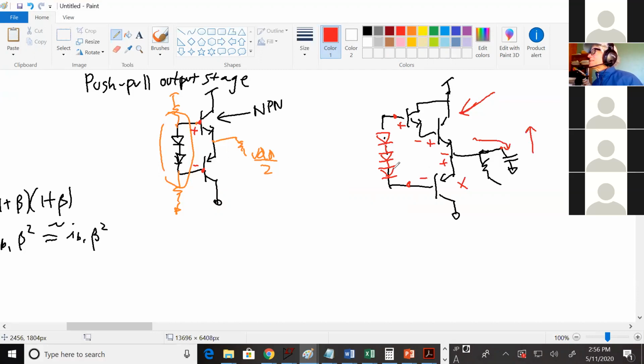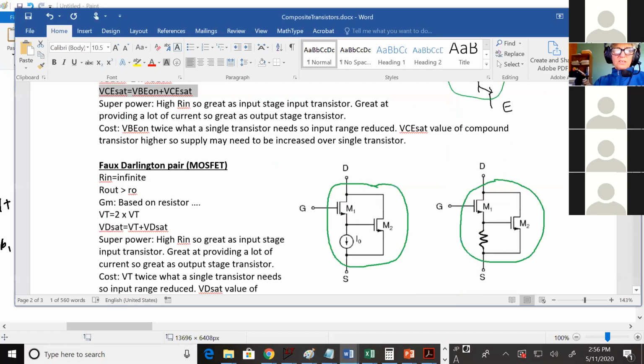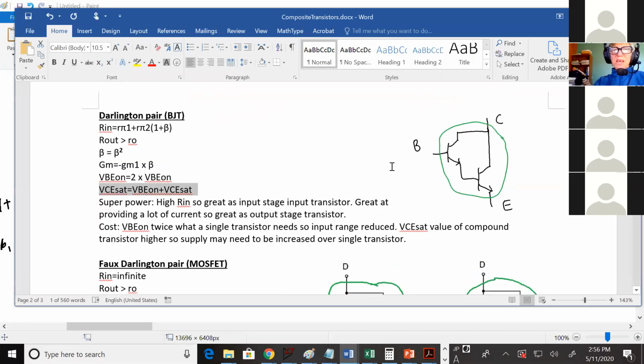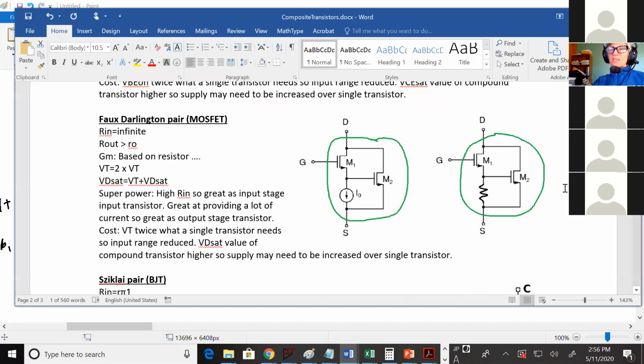So on to the last compound transistor. Okay, the last compound transistor is called a Sziklai pair. Oh, and you can make a faux Darlington pair with a MOSFET, but the way the Darlington pair works is that you're using this current into the base to generate even more current. And for MOSFETs, no current goes into the gate. So you put a resistor here, and this one forces current across this resistor, which changes the VGS of M2. So this really isn't a very good circuit. It's not a great circuit. But somebody said, oh, Darlington pairs are great for BJTs, so let's try to do that with MOSFETs. But it fails because no current goes into the gate.